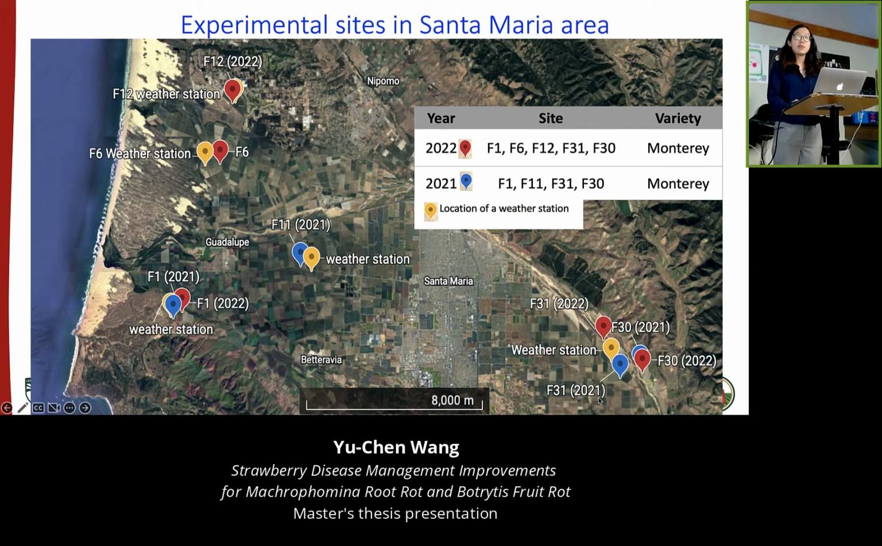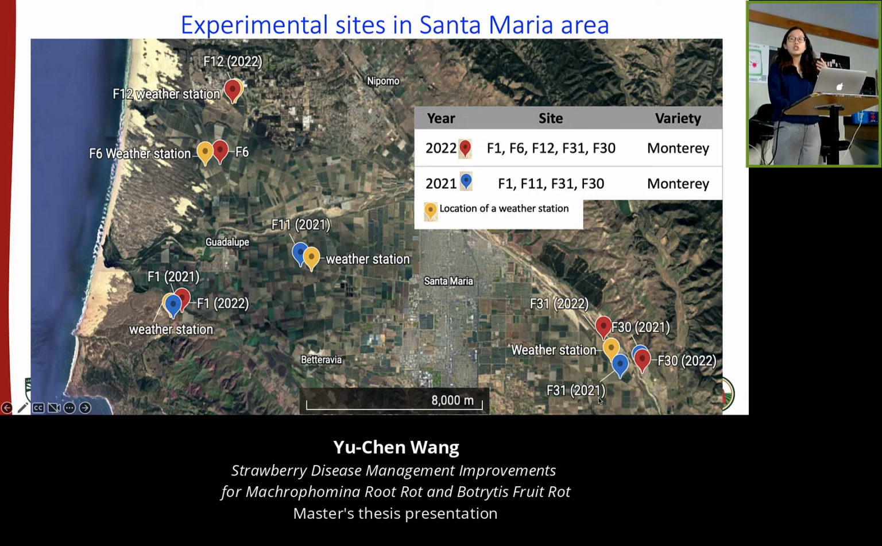Here are our experimental sites in the Santa Maria area. We had this project over 2 years, 2021 and 2022. The locations for 2021 are the blue pins. We have field 1, field 11, field 31, and field 30 here. And for 2022, it's the red pins. We have field 1, field 6, field 12, field 30, and field 31 here. Notice that the majority of these fields use conventional practices. Only field 30 is an organic farm.